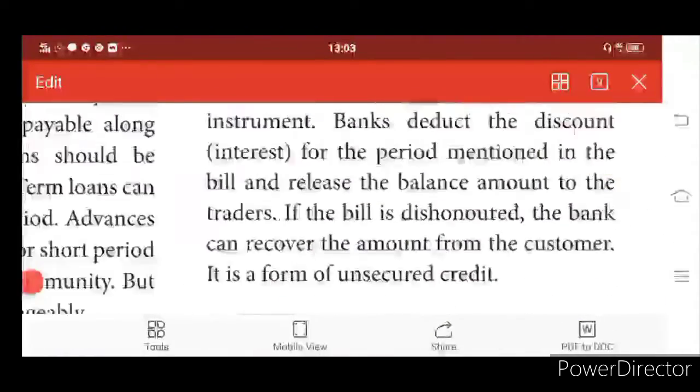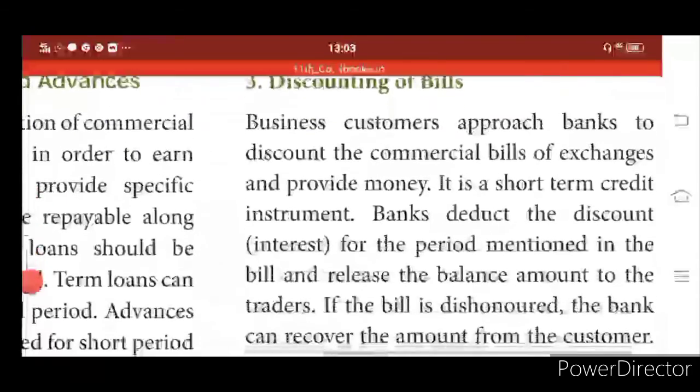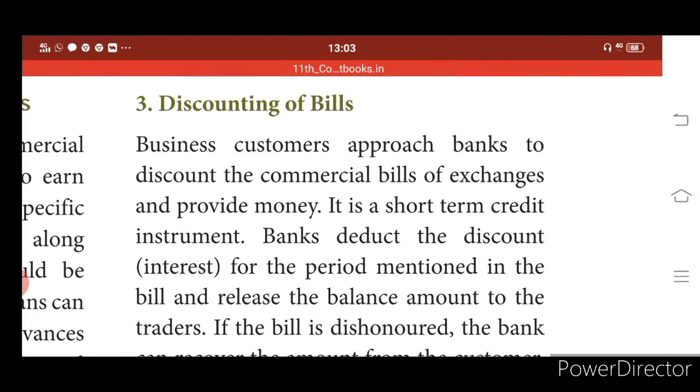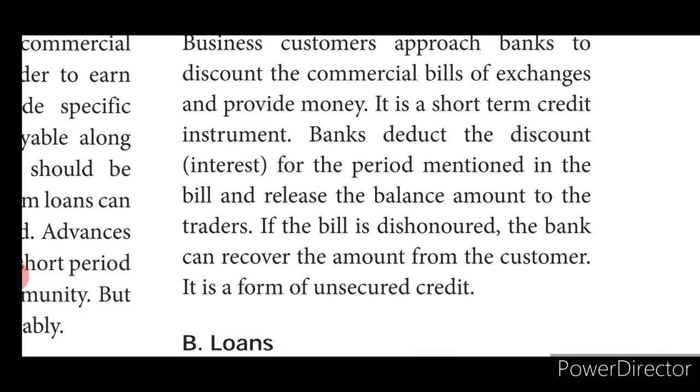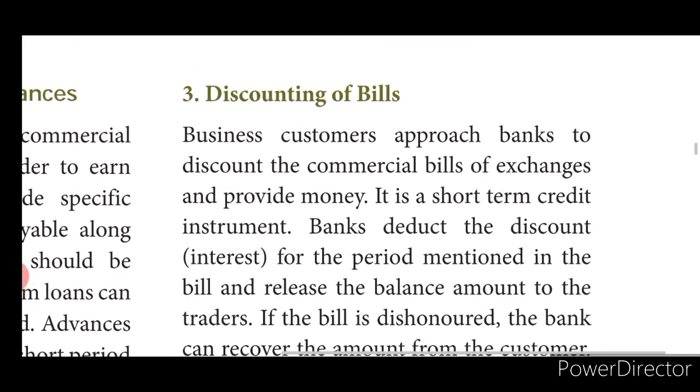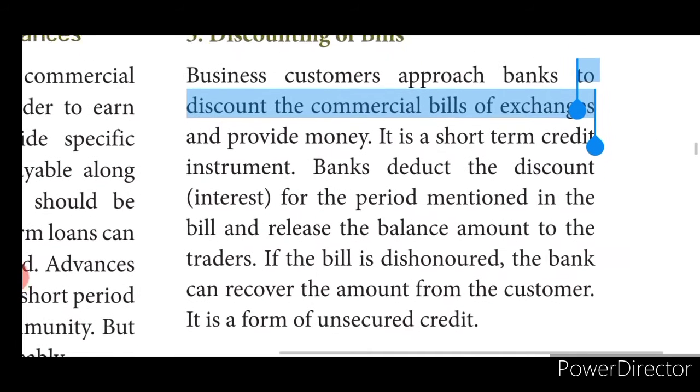See here the next one, discounting of bills. What is discounting of bills? Business customers approach banks to discount the commercial bill of exchanges and provide money. It is a short-term credit instrument. Banks deduct the discount interest for the period mentioned in the bill and release the balance amount to the traders. If the bill is dishonored, the bank can recover the amount from the customer, and it is a form of unsecured credit. What is secured credit and unsecured?